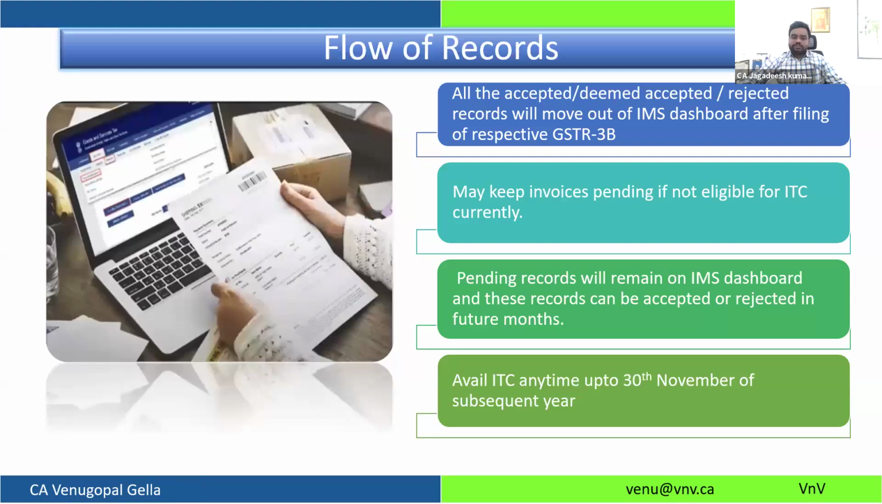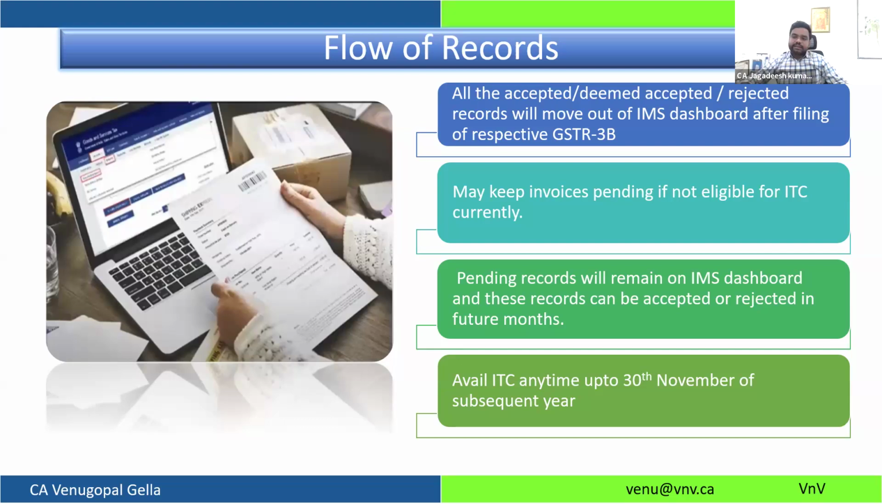So what will happen to the records in the IMS? Now we'll see the flow of records. All the accepted, deemed accepted, and rejected records will flow out of my IMS. Let's say there are 100 records in my IMS for the current period. I have taken action on 90 invoices, and on 5 invoices I have not taken any action, whereas on the remaining 5 invoices I have kept pending. So 95 invoices will move out of my IMS. Only 5 invoices, which are marked as pending, will lie in my IMS.